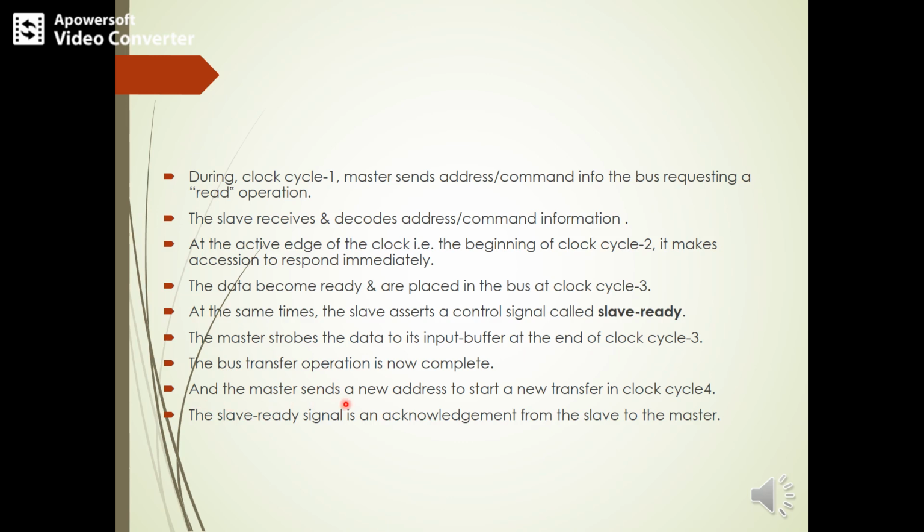And the master sends a new address to start a new transfer of data during clock cycle 4. Once again the slave will acknowledge by sending the slave ready signal.